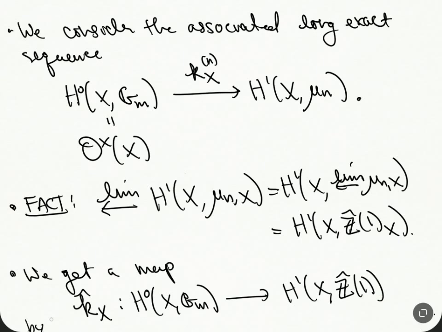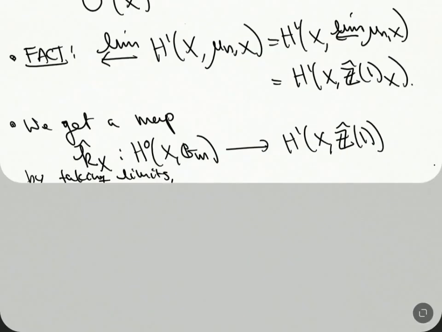By taking limits. So let me just write this down on the next page. This dude here, this Kummer map, is the inverse limit of these guys. Great. So what have we done?